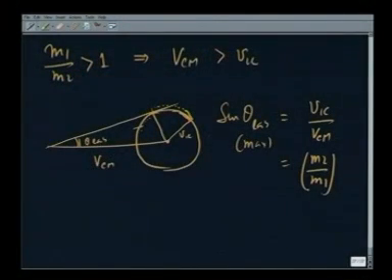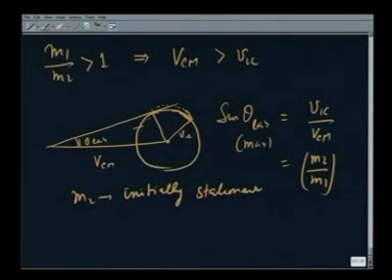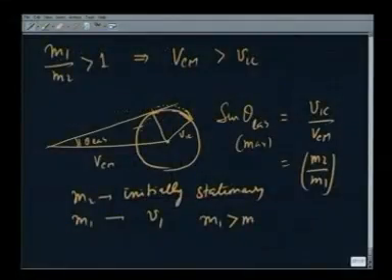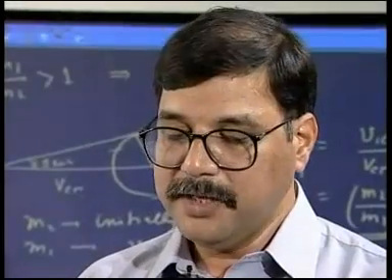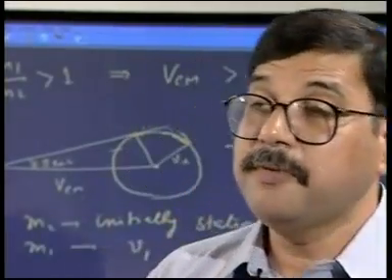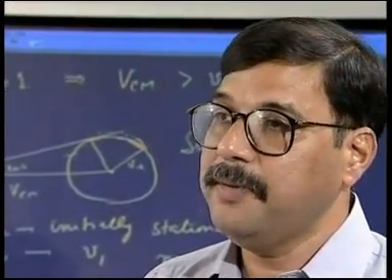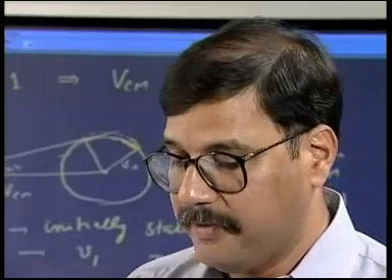Recall again, this is the case when m2 is initially stationary and m1 is coming in with velocity v1, and m1 is greater than m2. In that case, there is a limit of scattering angle in the lab. So, this is the information that we have obtained by looking at the motion in center of mass frame and then transforming to the lab frame.